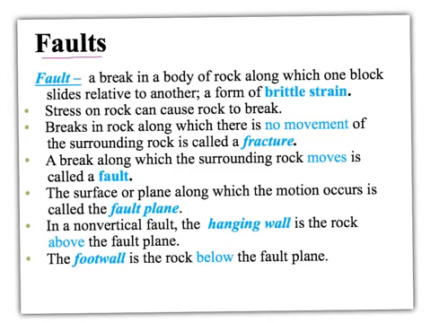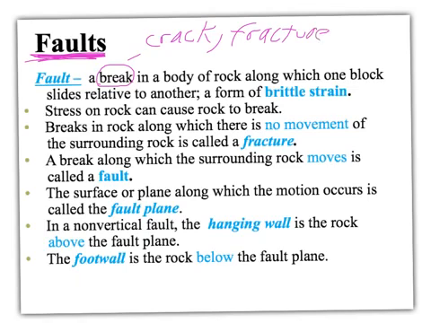The main type of brittle strain, and I am pretty sure you've heard this before, is called a fault. A fault is a break in a rock. Sometimes it's called a crack in a rock. Sometimes it's called a fracture in the rock. Some type of fracture, break, crack, and we call this brittle strain.